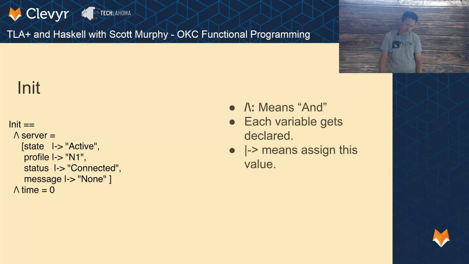Each variable is declared, and the little arrow with the pipe at the beginning means assign this state to this variable in the record. So like I said, the syntax is kind of crazy, and there's a lot of it. But you get used to it.